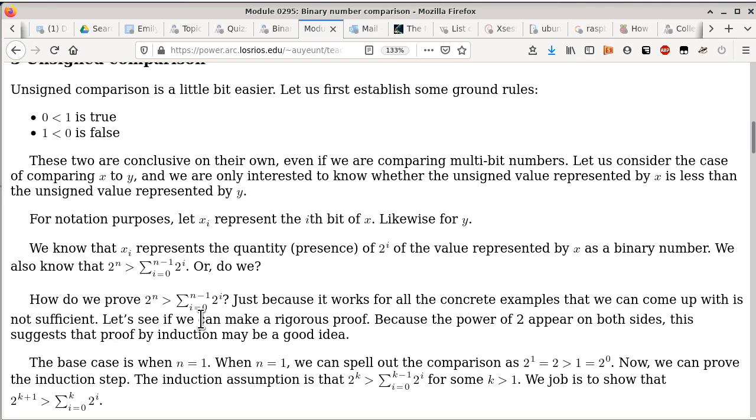2 to the power of 4 is 16, so we can confirm that for one instance, when n equals 4. But how do we prove it in general? So go ahead and then we'll get back to you.